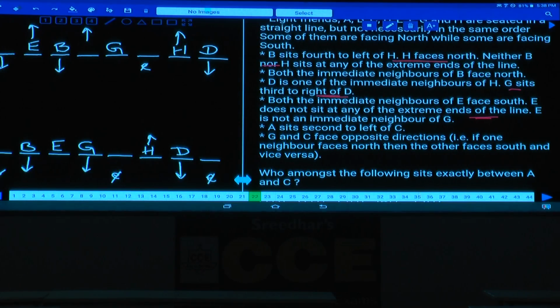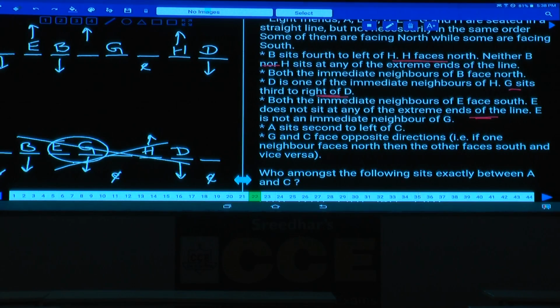Next one, E is not an immediate neighbor of G. In this case E and G are immediate neighbors, so the second case is ruled out. Now we are left with only one case, and A sits second to the left of C. As A is seated second to the left of C, what are the possibilities here?